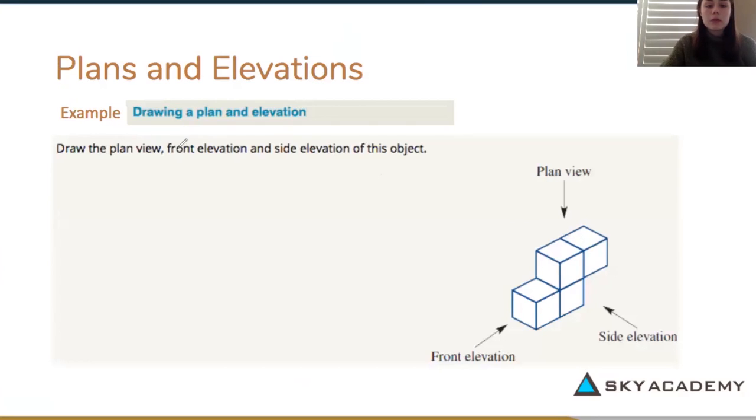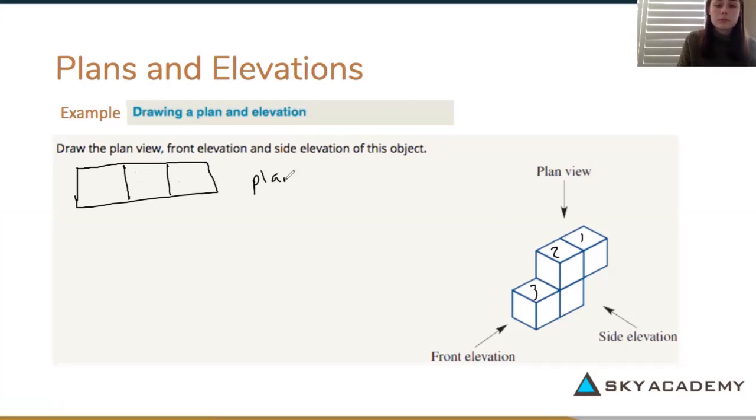So here we have been asked to draw the plan view, the front elevation and the side elevation of this object. And so the plan view is the bird's eye view. So if you're looking down, you would see 3 blocks, 1, 2, and 3. And so I'm just going to draw 3 blocks looking down in a line. The front elevation is what you would see from the front. So you would see 1 and 2 blocks, and you would see them vertically, not horizontally. So you can draw it like that.